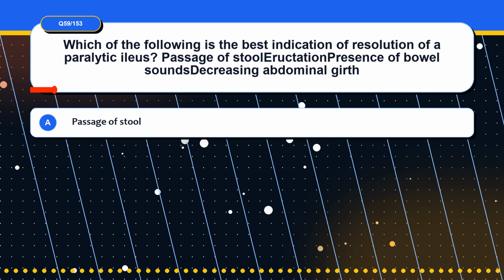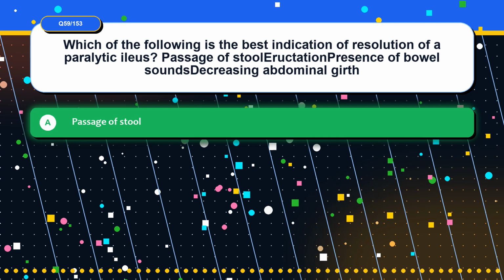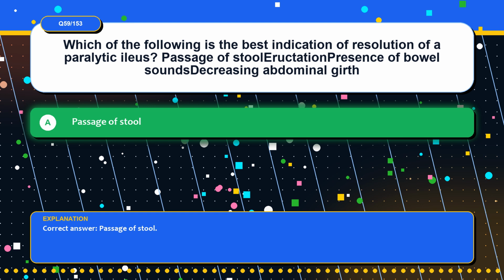Question 59. Which of the following is the best indication of resolution of a paralytic ileus? Passage of stool, eructation, presence of bowel sounds, decreasing abdominal girth. Here are the options. Option A, passage of stool. The correct answer is option A, passage of stool.